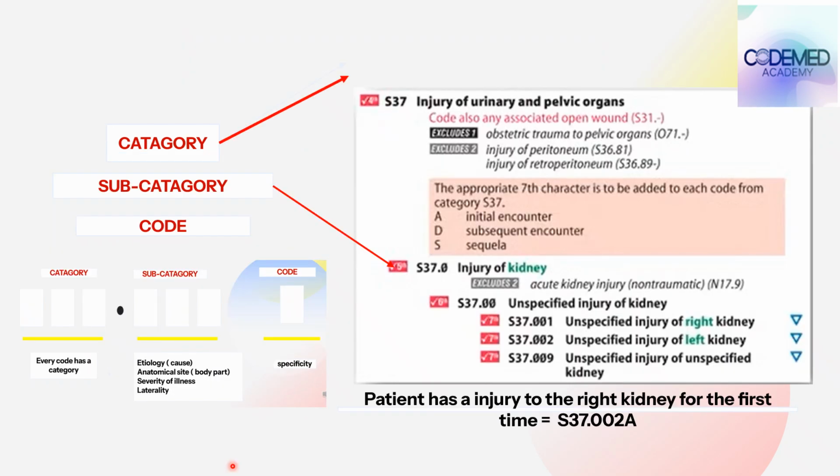Just to give you a brief idea how the code looks, this is the category, which is injury of urinary and pelvic organ, and the subcategory, which talks about the etiology or anatomical site or the severity of the illness and the laterality. It is in this section after the decimal point. So it is talking about injury to the kidney, and whether it is injury to the right kidney or the left kidney is also specified.